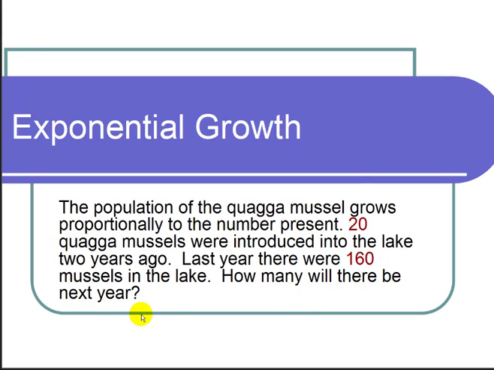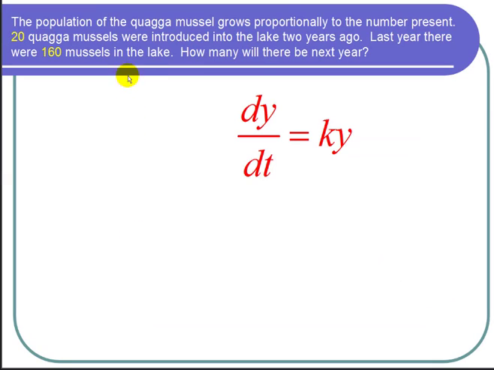So we start out with the exponential growth model, and that says when the population grows proportionally to the number present, well, growth is the derivative. If y is a population, then dy over dt, and proportionally means equals k times the number present, which is y. So we get dy/dt equals k times y. Now let's solve that differential equation.